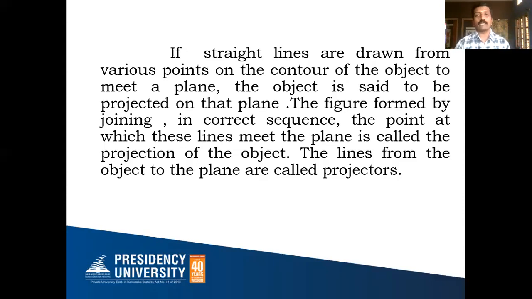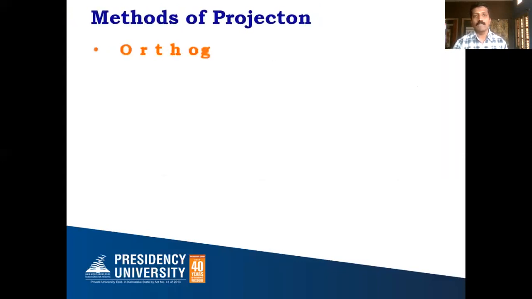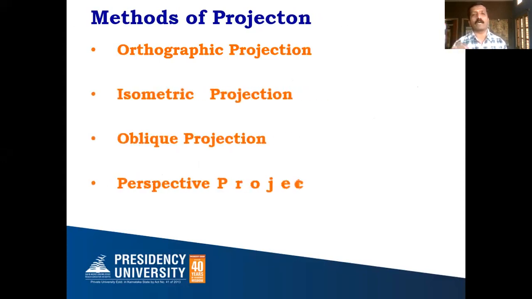Coming to the different types of projection, this is the major principle that you have to use. For different engineering applications, we have different types of projection. The orthographic projection, from the projection of points till the projection of solids, we will discuss. And the isometric projection, we'll discuss in the last chapter. The other two, the oblique projection and the perspective projection, are used for industrial purposes. We'll discuss only the orthographic and the isometric projection.